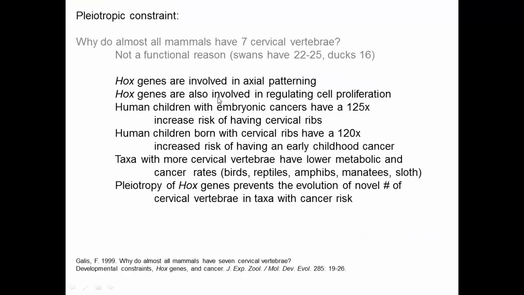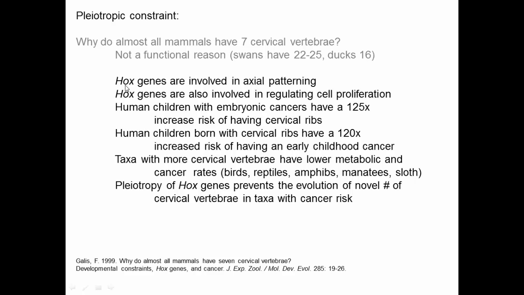So why is this? Well, some interesting data comes from a study by Fritz and Gallus. So her rationale goes as follows. There are genes called Hox genes. They're involved in axial patterning. So during development, they tell parts of the body what to develop into. They are transcription factors. Hox genes are also involved in regulating general cell proliferation, so general cell growth in the body.